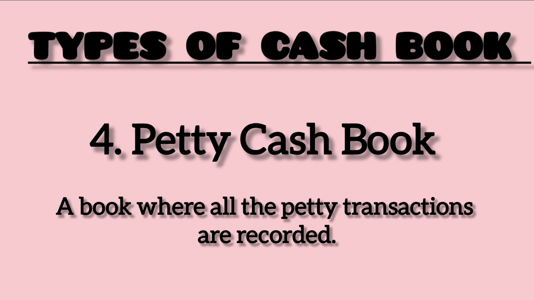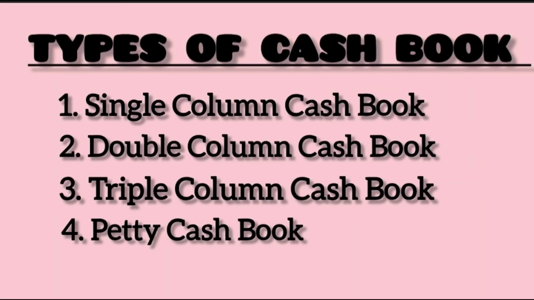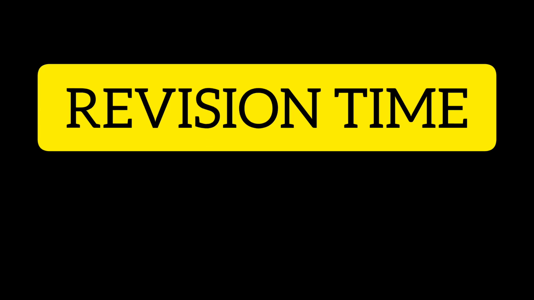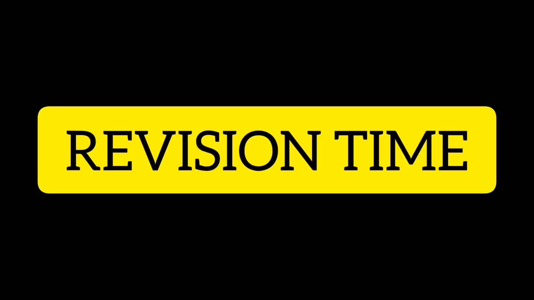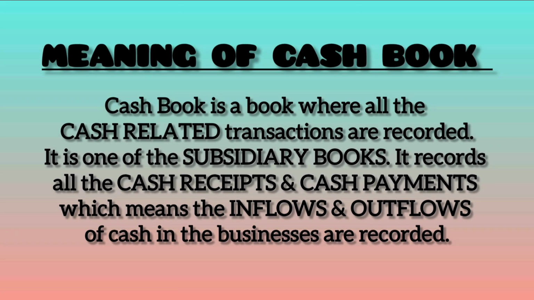So with this we have come to the end of today's class, but before winding up, let's quickly revise what we have learned. We have learned the meaning of cash book. What is a cash book? Cash book is a book where all the cash related items are recorded. That is, the inflows and outflows of cash in the business are recorded in the cash book, which means the cash receipts and the cash payments. And cash book is both a journal as well as a ledger, because we need not transfer it to a separate ledger account.